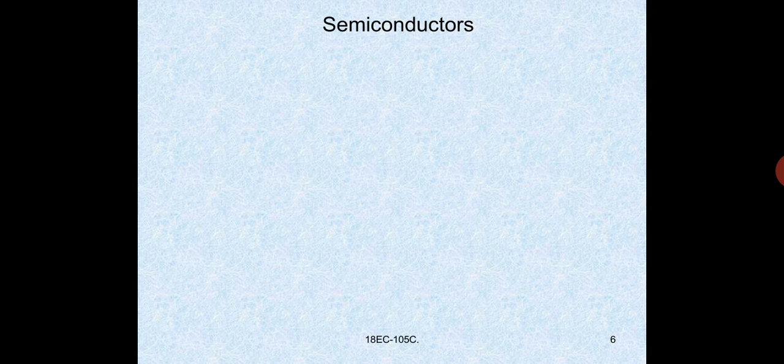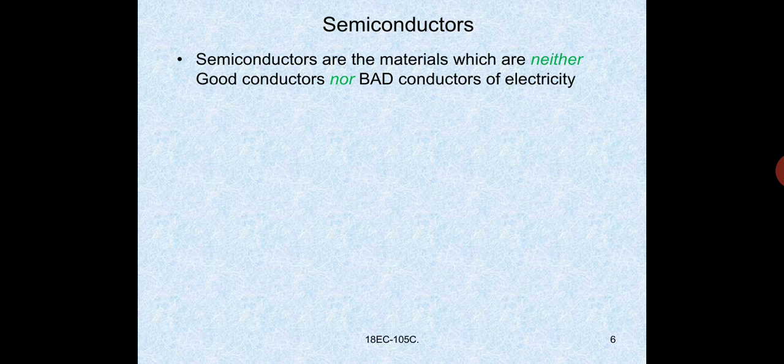Okay, now let us see the most important material in our electronics, that is the semiconductor. Then what are semiconductors? What do you understand by semiconductors? Semiconductors are those materials which are neither good conductors nor bad conductors, especially with respect to electricity.